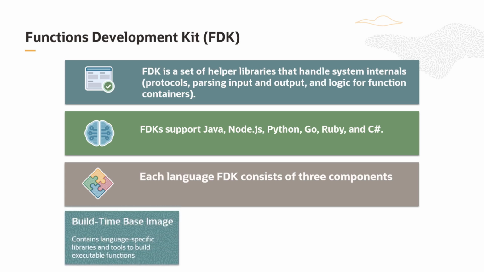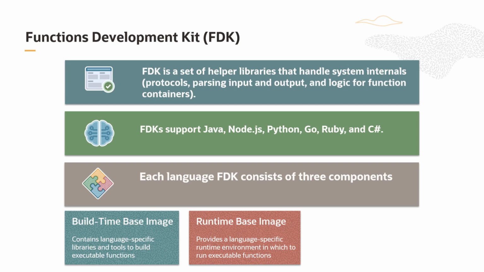First, we have the build-time base image. This image contains all the language-specific libraries and tools required to build executable functions. Next, there's the runtime base image. This provides the environment necessary to run the functions, ensuring they have the appropriate runtime support. Lastly, each FDK includes an FDK library. For Java specifically, this library is bundled within both the build-time and the runtime base images, streamlining the development and execution process.